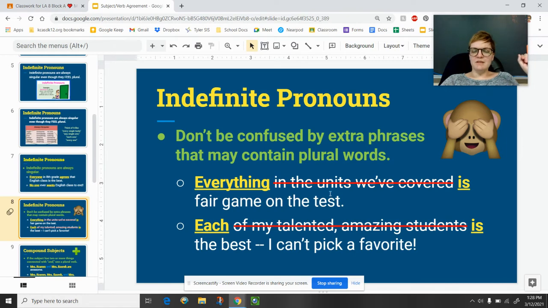Because I think it could be tempting to think of units as our subject here, and then since that's plural, trying to make this are. But if you focus on just what the actual core of the subject is and you ignore this part, it can make it easier. Similarly, each of my talented, amazing students is the best. I can't pick a favorite. Very tempting to put an R here because of the word students, but each is our subject. Each one of my talented, amazing students is the best. Each one is the best. I can't pick a favorite. So always try to distill it down to what the most important, the core of the subject is, and that usually will help you.